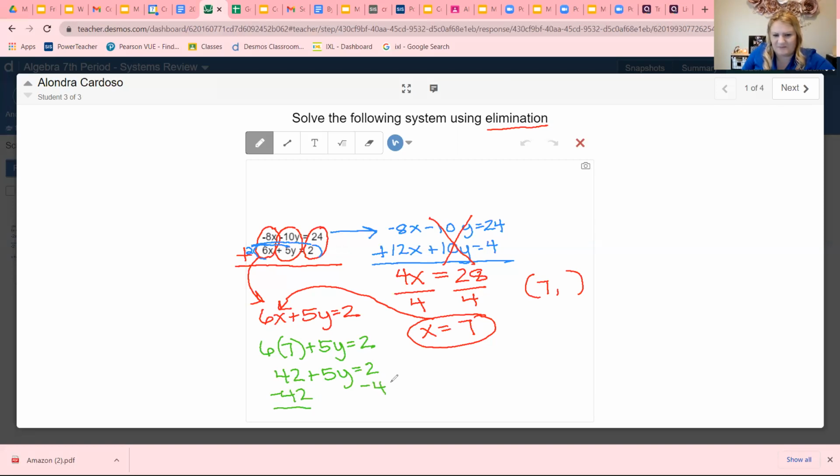I would subtract that 42, but you would subtract it from both sides because you're going to solve the equation like you would solve any other equation. So I have a 2, and then I have a negative 42. So that's going to give me a negative 40. Then I divide by 5, y is going to give me a negative 8. So my answer would be 7, negative 8.